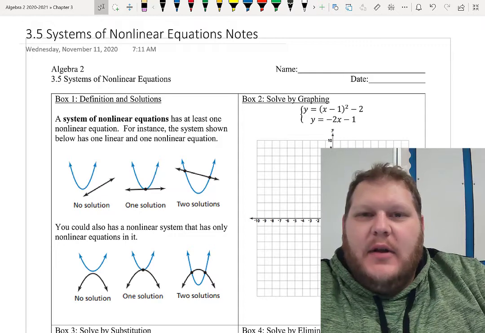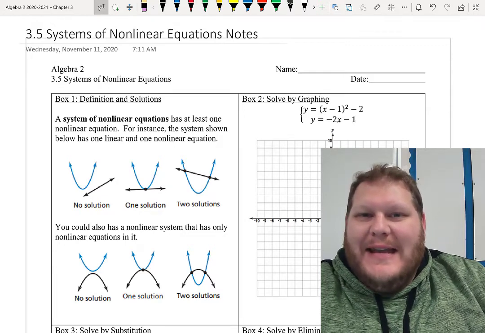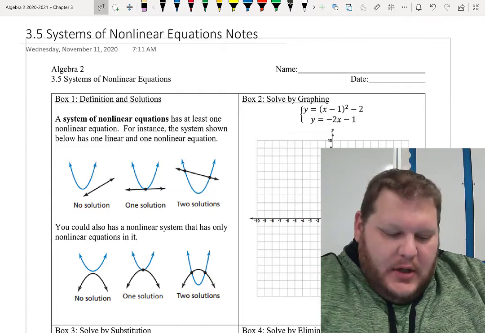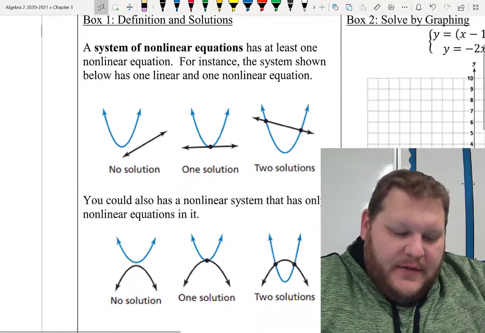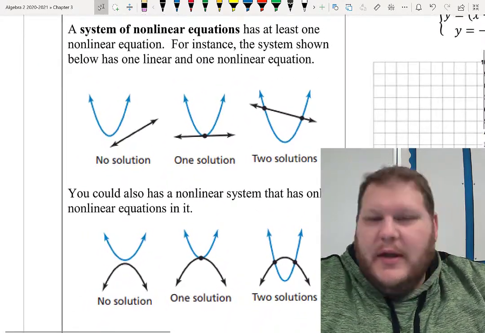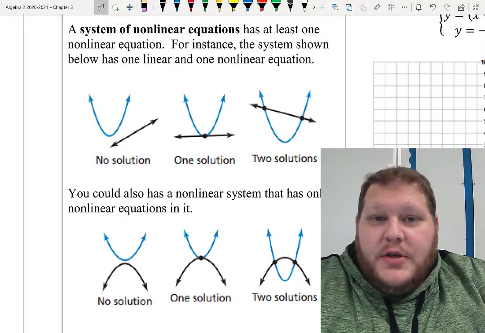Hey guys, today we're looking at 3.5, which is all about systems of nonlinear equations. So starting with box 1 here with some definitions and some solutions. As you would expect, a system of nonlinear equations is just that.